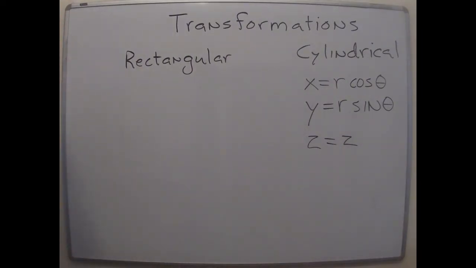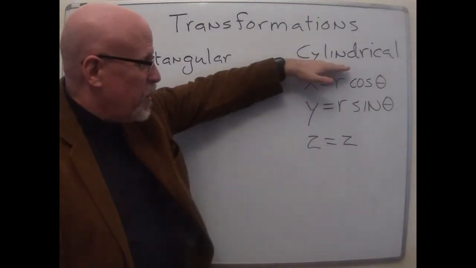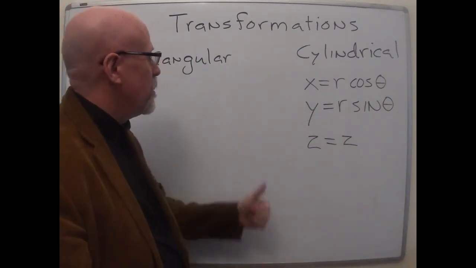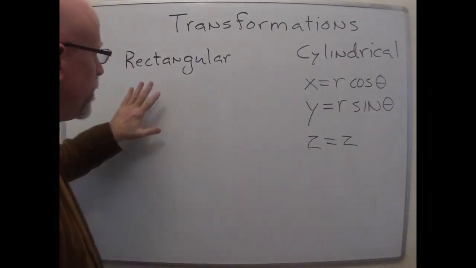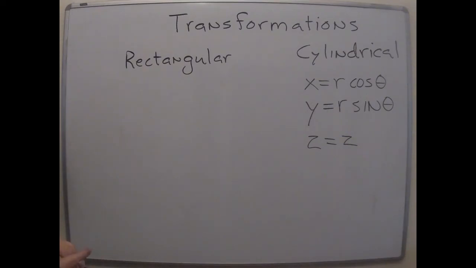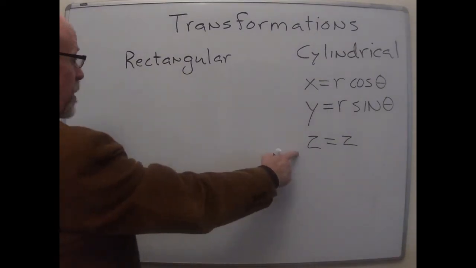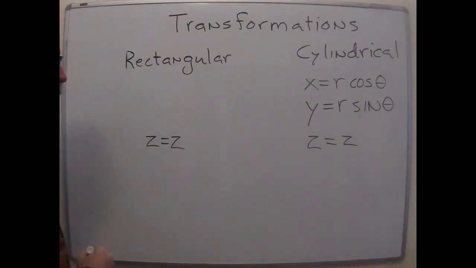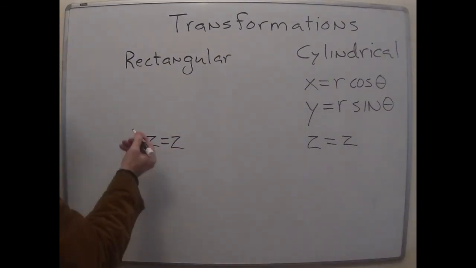Right? Now what if we're in cylindrical, so we know r, theta, and z, and then we want to get x, y, and z? We want to get to that system. What if instead we're in this system and we want to get to that system? Well, I think it's clear the z equals z part will stay the same. But what do we do with x and y in order to find r and theta?